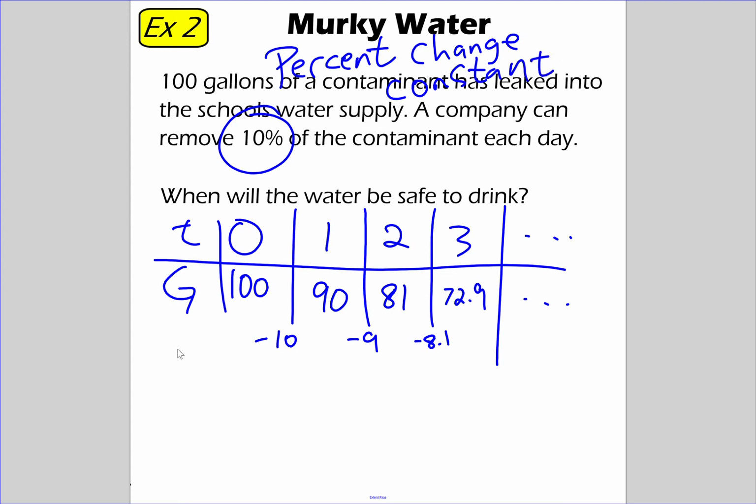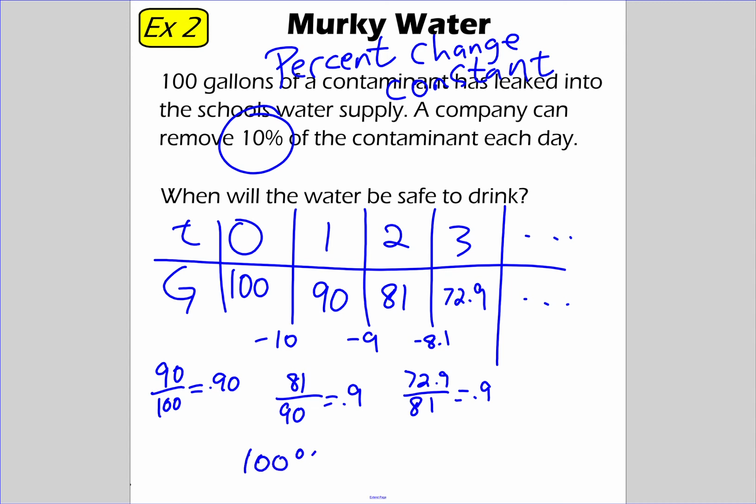If we take a look at what our scale factor is, we've got 90 over 100. That's 0.9. Okay, 81 over 90, that's 0.9. 72.9 over 81, that's 0.9. And again, we shouldn't be surprised, because if we use what we know, we take the 100% and subtract off the 10%, and we end up with 90%. Okay, and that's what our scale factor is telling us, is that if we take out 10%, what we have is 90% each time.